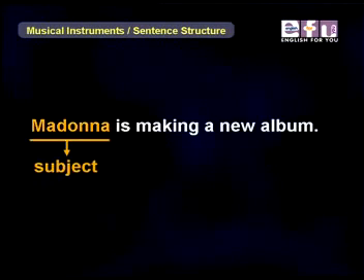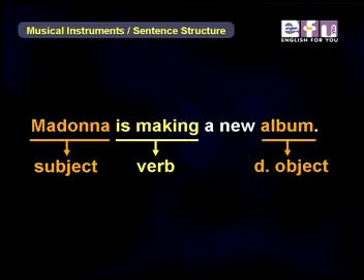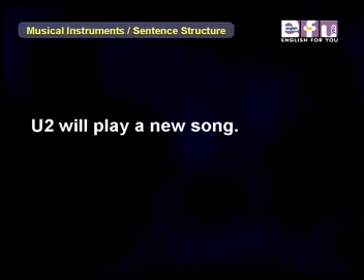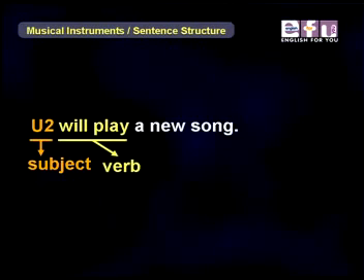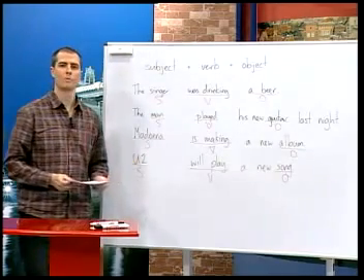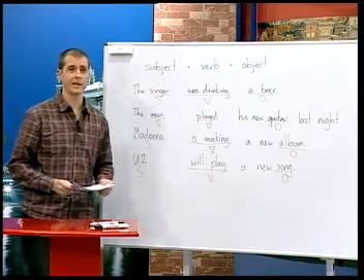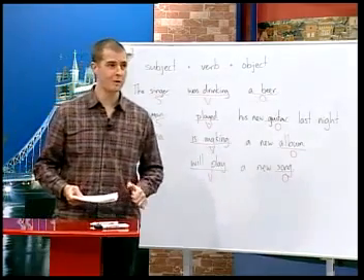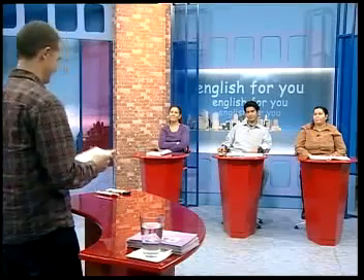Madonna, subject, is making, that's the verb, a new album, object. Madonna is making a new album. And U2, subject, will play, verb, a new song, object. U2 will play a new song. Well, let's practice these now. And these should be very easy for you, my assistants.